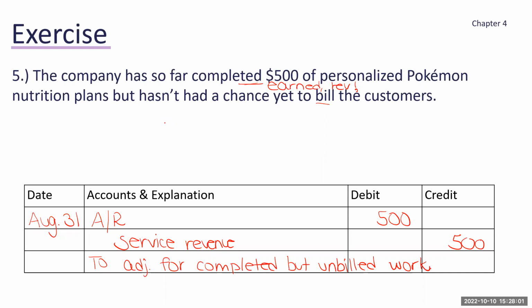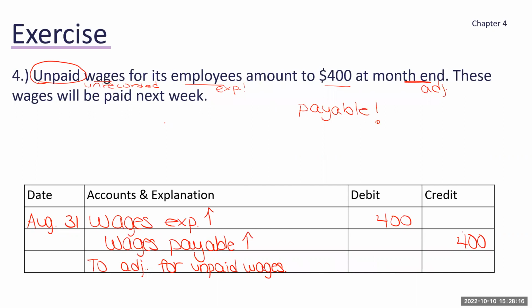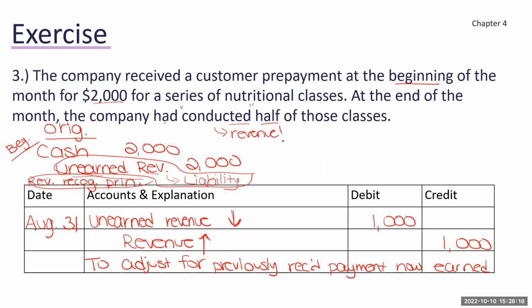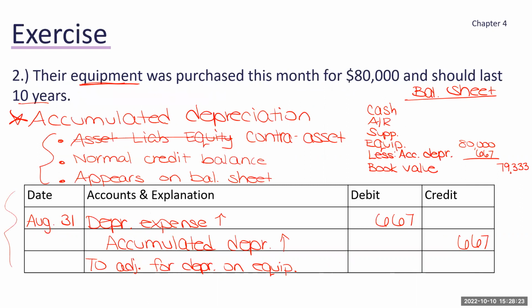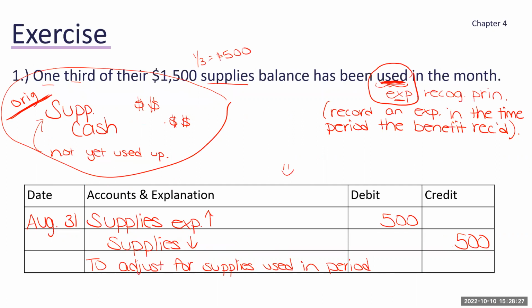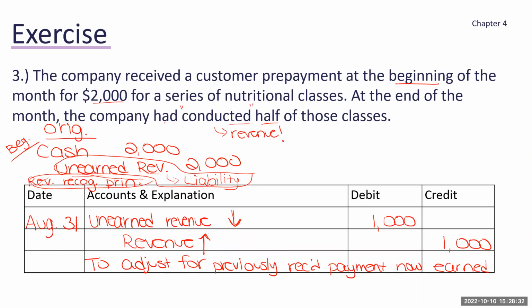So now you've done all 5 types of the adjusting journal entries that you will see in this chapter. There's 2 for revenue: 1 for unearned, 1 for billing. We had the one for expenses that we had not yet recorded. We had the one for customer prepayments. We had the one to record use of our equipment in the form of depreciation. And then the first one was the usage of an asset. Okay, you've done all 5 types.